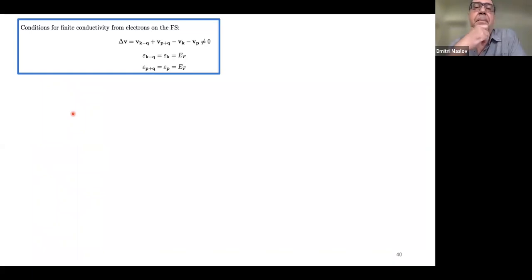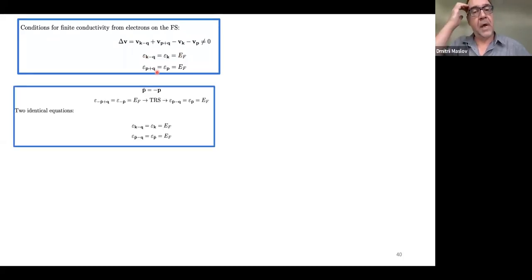Okay. So we want to have finite conductivity. And ideally, we would want to have it from electrons right on the Fermi surface, because if we go away from the Fermi surface, we have to pay energy. Which means that we have to specify three conditions. The imbalance of the velocities must not be equal to zero, otherwise there will be no current relaxation. The initial state and the final state of two electrons must be on the Fermi surface. So that it is purely a geometric problem, which I can solve in the following way.